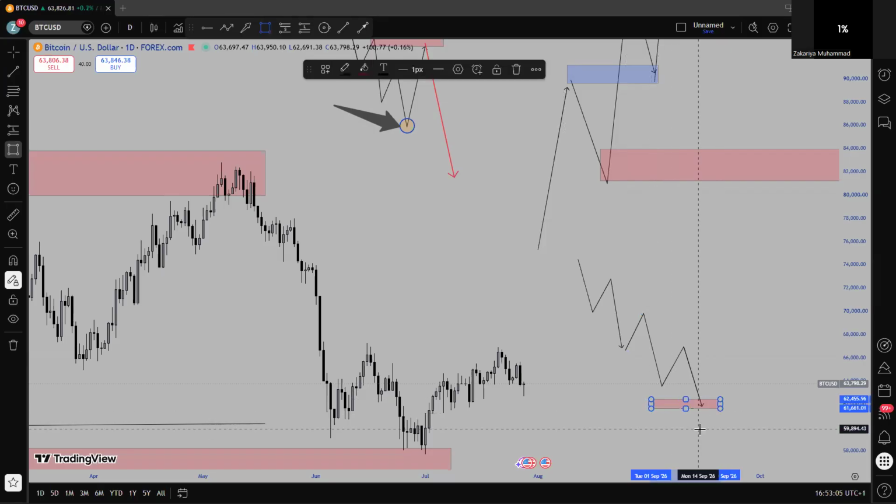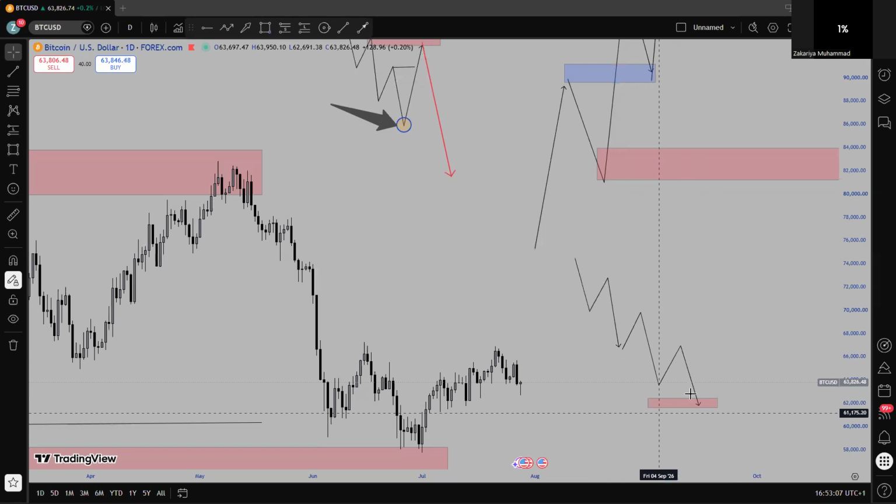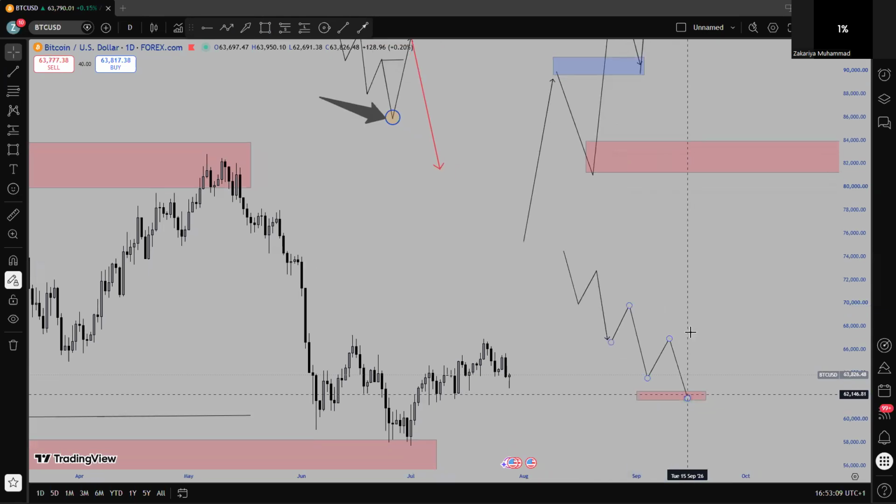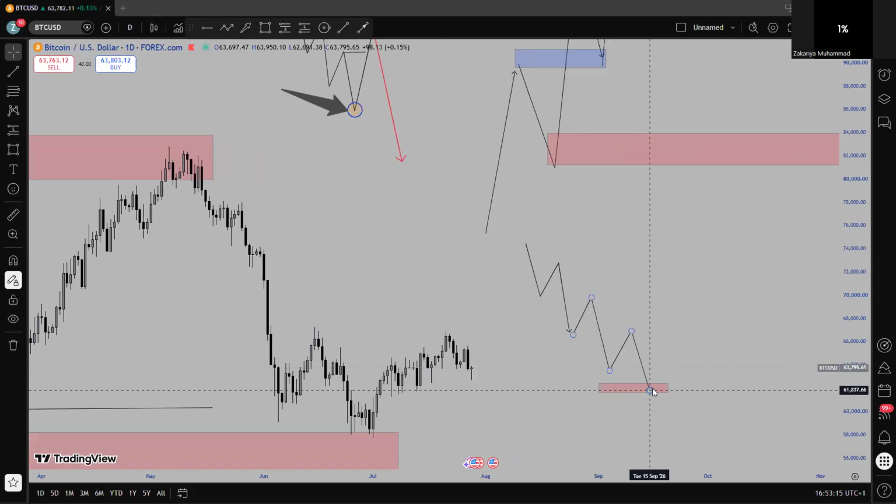What do you call this? We expect a corrective move to come from... What do we expect first? We want to see breakup structure to the upside. Before we see that breakup structure, we want to see lower time frame confirmation. And that confirmation is our structure.